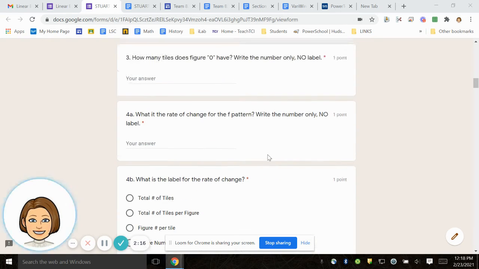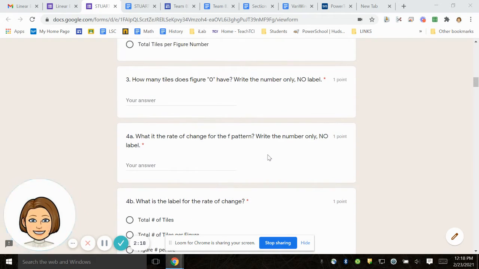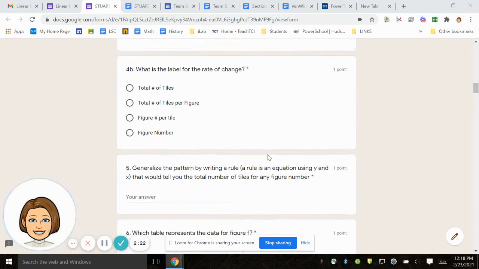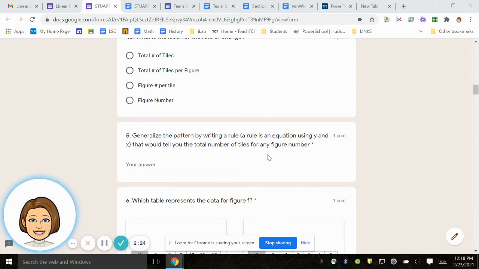So now that you have your constant and your rate of change from numbers 3 and 4, now we want you to write an equation for number 5. So it says generalize the pattern by writing a rule. A rule is an equation using y and x that would tell you the number of tiles for any figure number. Here's a hint. Y equals something x plus something. Put the rate of change and the constant in for the somethings.